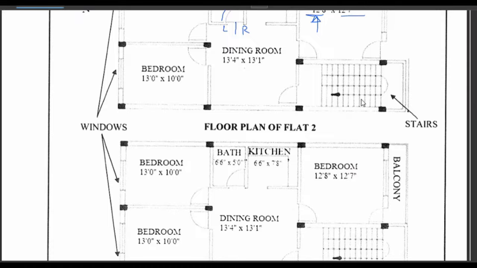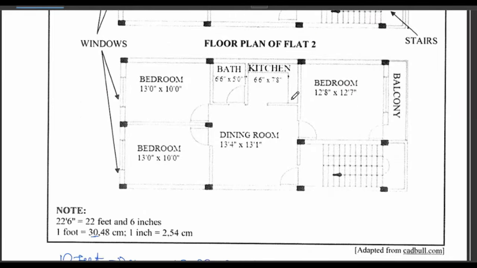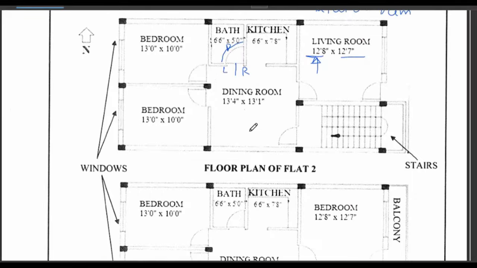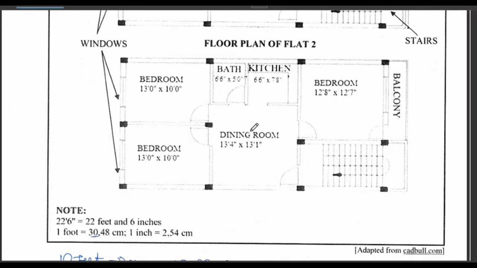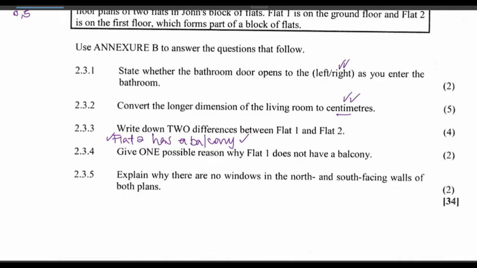You see that? Then, another thing that you see here, instead of it having a living room, it has 3 bedrooms. We have bedroom 1, bedroom 2, and bedroom 3. That's a difference also. So flat 2 has 3 bedrooms. This is flat 2. Flat 2 has 3 bedrooms.